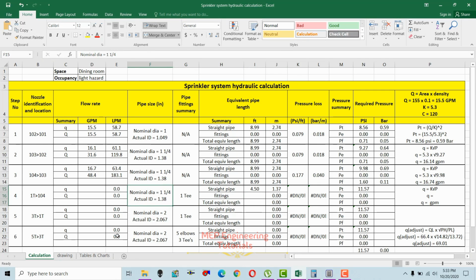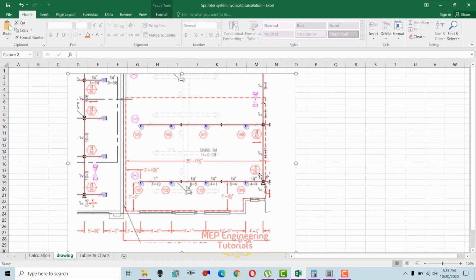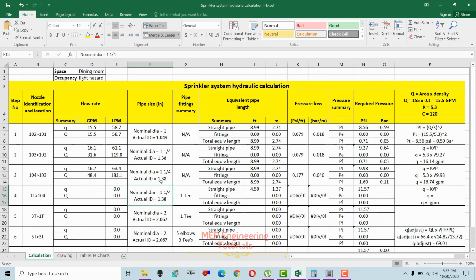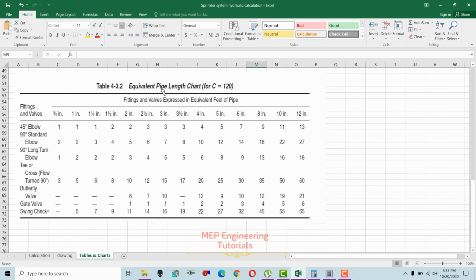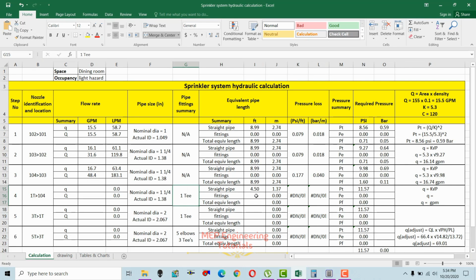Pipe size is again 1/4. You can see in here pipe size is 1/4. So we write 1/4 in here, that is 1.38 inches internal diameter. And we have one T in here, so we have to write the equivalent length for this T. So move back to our tables chart. This is the equivalent length for C equal to 120, the galvanized steel pipe, schedule 40. You can see 1/4 inches in here and T is here. So for T 1/4 inch, the equivalent length is 6 feet. So we can write in here 6 feet.